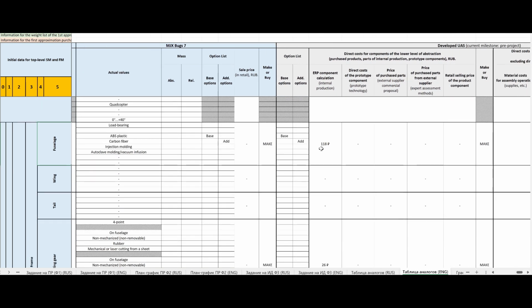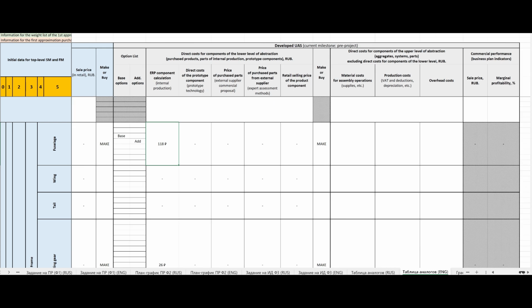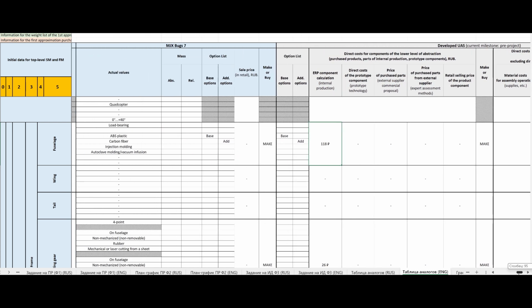The option list: as a first approximation, an option of basic and additional options can be introduced in the form of manufacturing the fuselage from ABS plastic or carbon fiber. In the marketing campaign, the carbon fiber option can be positioned as more resistant to mechanical influences and having a more aggressive or sporty appearance or sporty external texture.